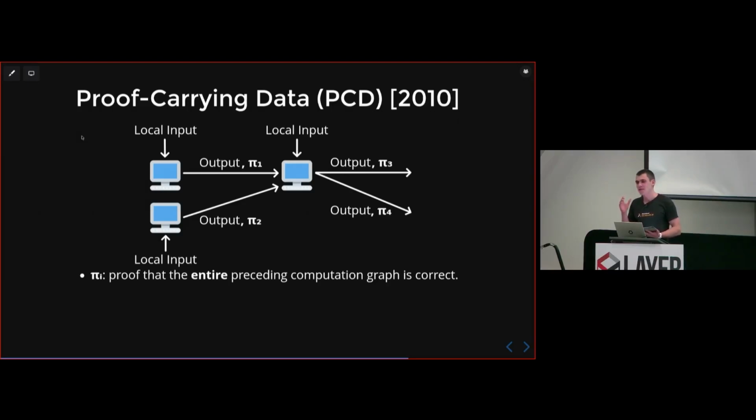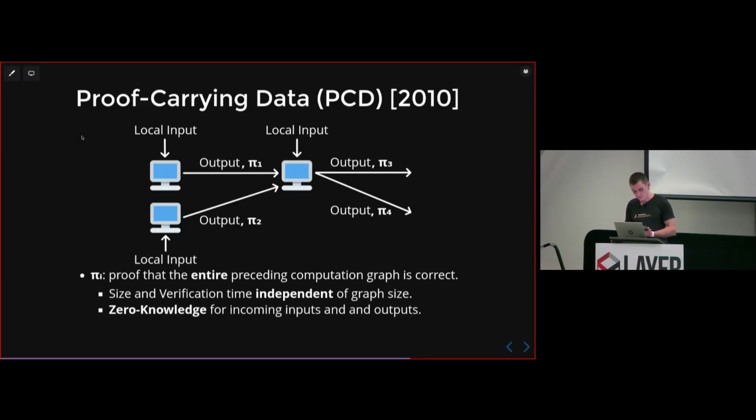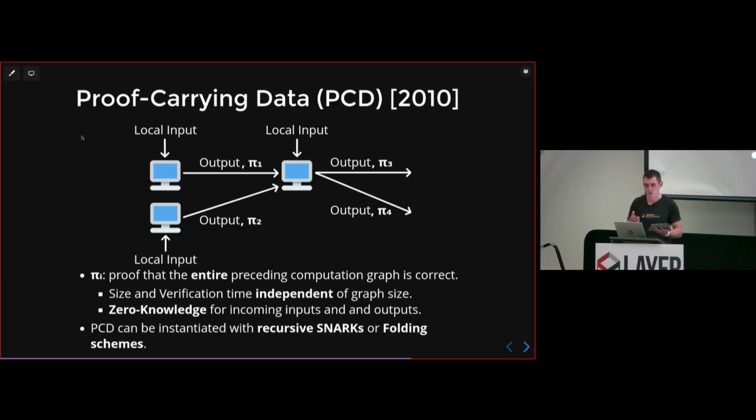What is important is that the proofs do not only prove that the single output was computed correctly, but also that all preceding computation was correct. So proof pi 3 proves that pi 1 and pi 2 were correct proofs as well. The size and verification time of these proofs is independent of the graph size, and we can make it zero knowledge for incoming inputs and outputs. So the proof reveals nothing about the computation graph except that the computation is correct. PCD is a very abstract thing, but it can be instantiated with recursive SNARKs or so-called folding schemes. We discussed that in more detail in the paper.